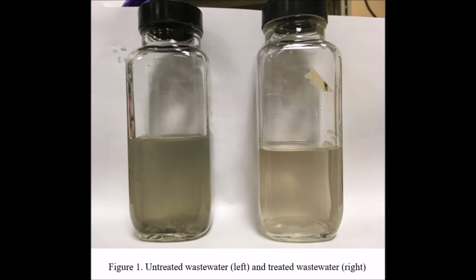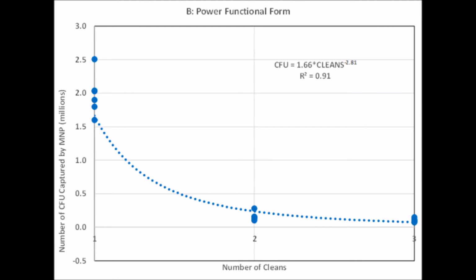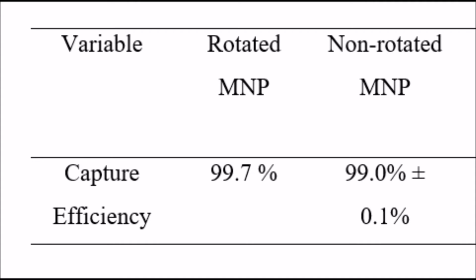The results of this study demonstrate that MNP can consistently capture above 99% of bacteria present in solution. In addition, there was no significant difference between the capture efficiencies of MNP in solution for 5 minutes and MNP in solution for 10 or 20 minutes, indicating that MNP extractions can be performed very quickly. The results also showed that MNP captured very few bacteria beyond 2 treatments, indicating that few treatments are needed to reach an efficient level of capture efficiency.